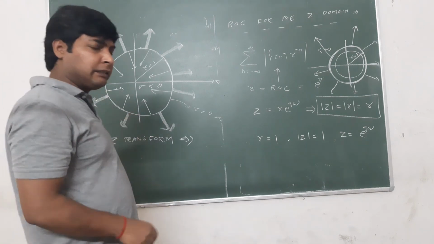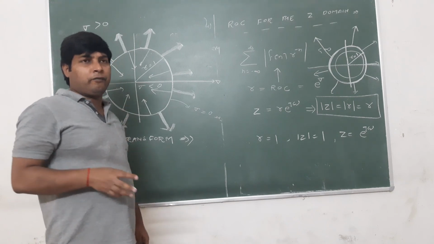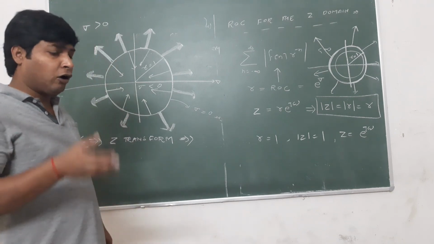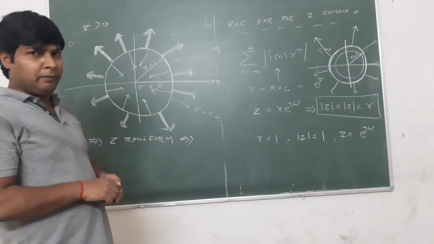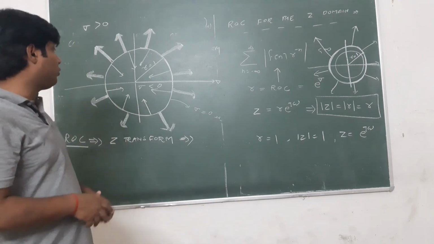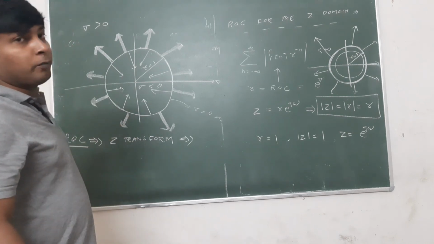In the next lecture, we will try to find some Z transforms for discrete time signals and also try to calculate some Z transforms. Then we will be more clear about the ROCs of the given signal in the Z domain.